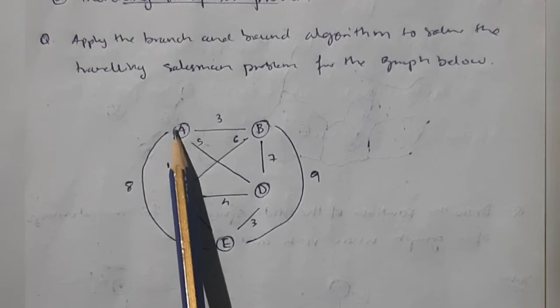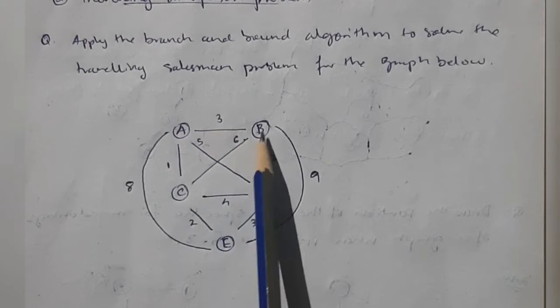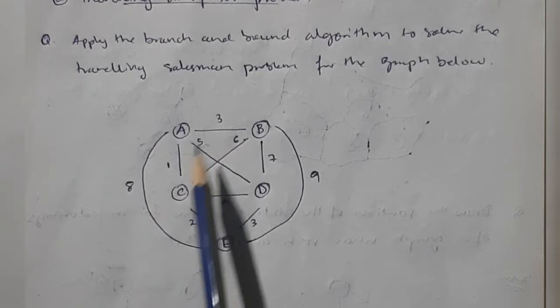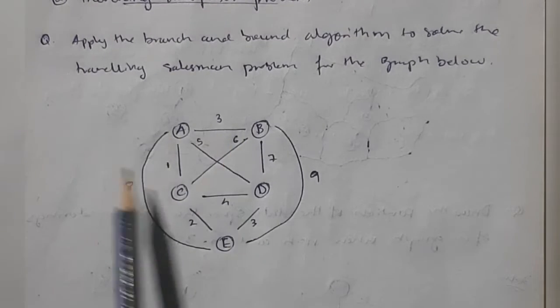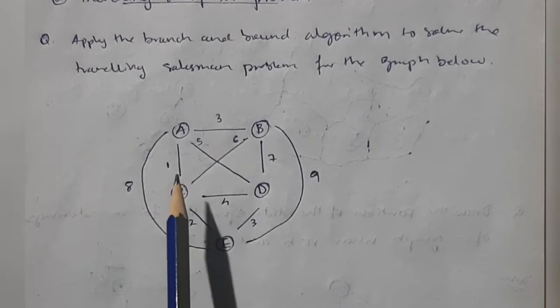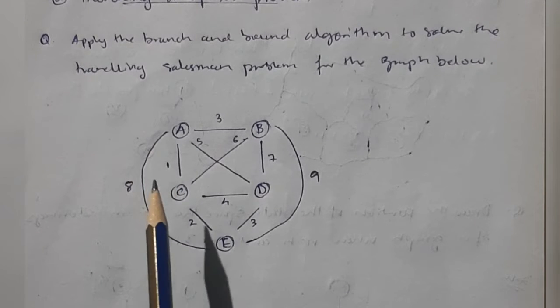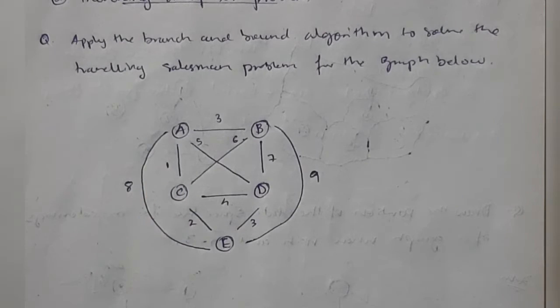Okay, so if I travel from A to B, the cost will be 3. Then if I travel from B to C, it will be 3 plus 6, like that, plus 4 plus 3, like that. Okay, so many combinations are there. We have to find out the least cost one. Okay, so first what we'll be doing, observe carefully.